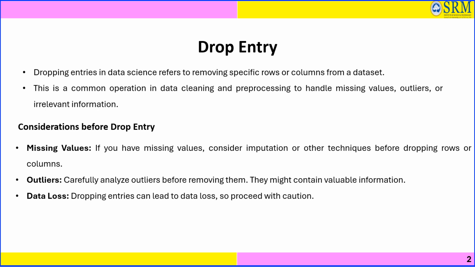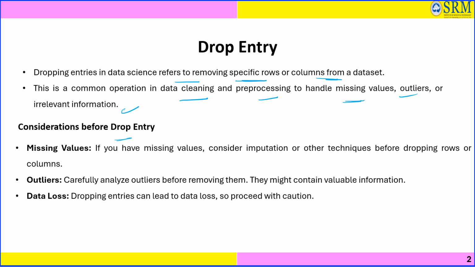Okay, and the next one is drop entry. If there is an outlier, or if there is data loss, or if there is any missing value, we can use this technique, drop entry. Dropping entries in data science refers to removing specific rows or columns from a data set. This is a common operation in data cleaning and pre-processing to handle missing values, outliers, and irrelevant information.